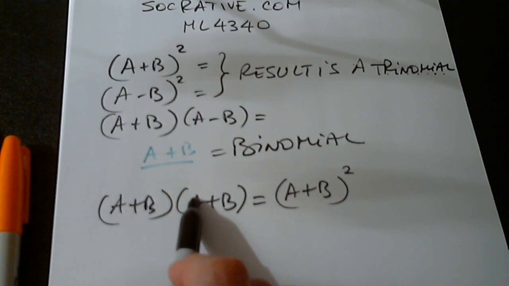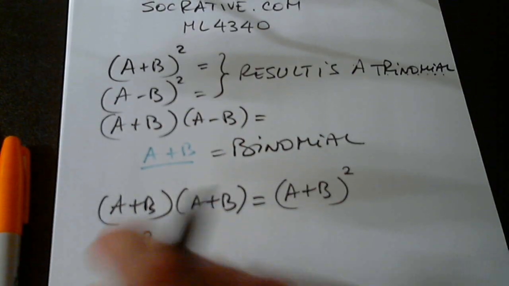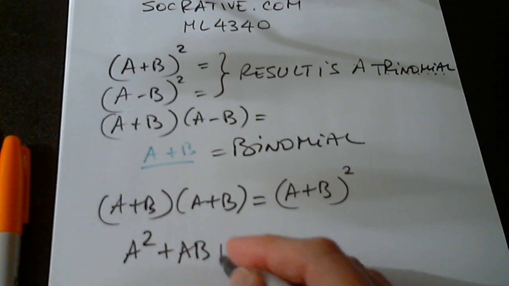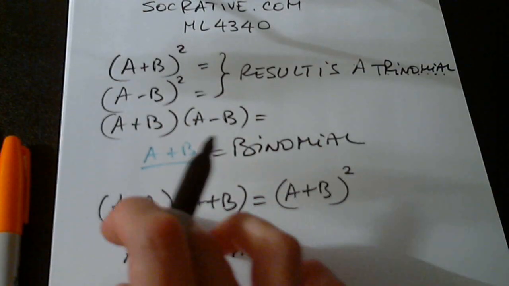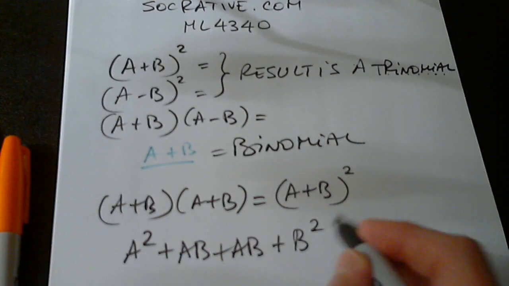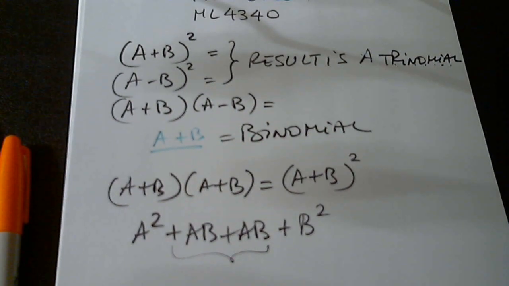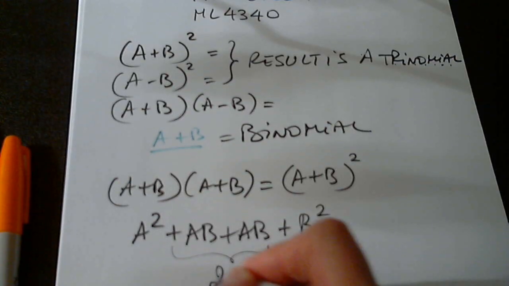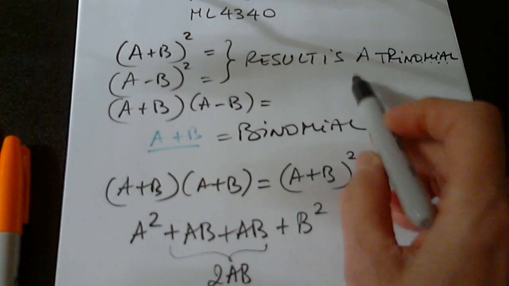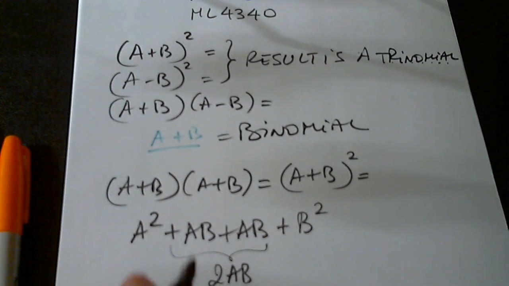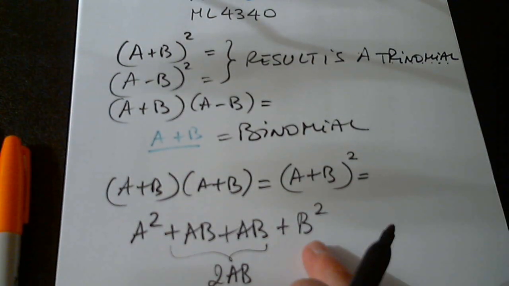Well, A times A, I distribute, right? So this is A squared plus A times B, this is AB, plus B times A, which is another AB, and plus B times B, which is B squared. These two happen to be like terms, so this is 2AB. So that's how we get the trinomial. The answer is A squared plus 2AB plus B squared.